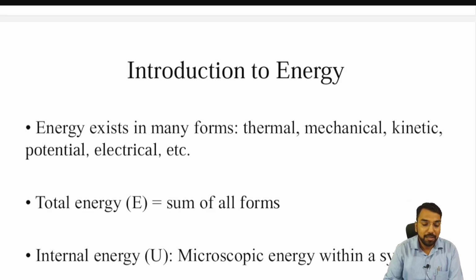Energy exists in many forms: thermal energy, mechanical energy, kinetic, potential, electrical energy, etc. All of these together form the total energy of a system. The system is a controlled mass, controlled volume, or maybe controlled pressure system. The total energy is the sum of all these forms: thermal plus mechanical plus kinetic plus potential plus electrical, and so on.